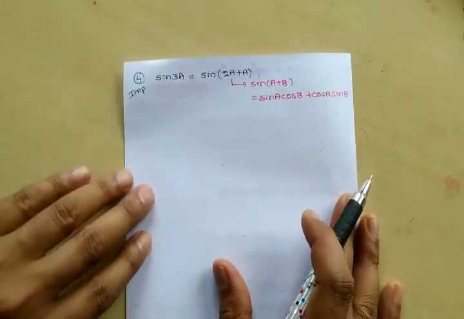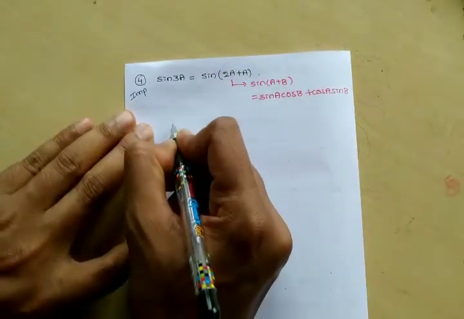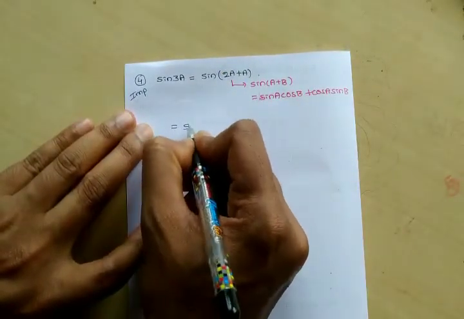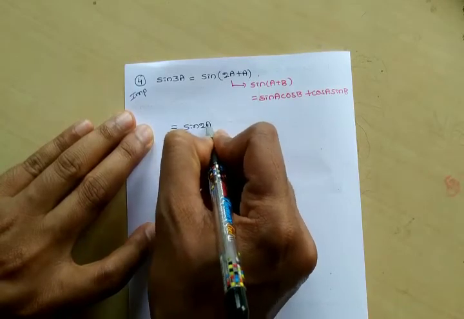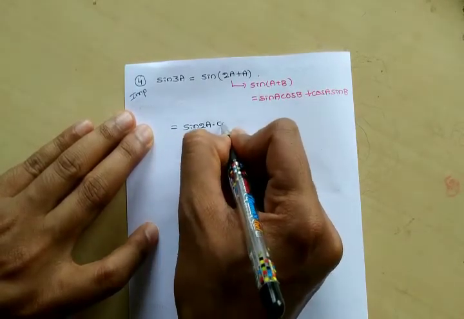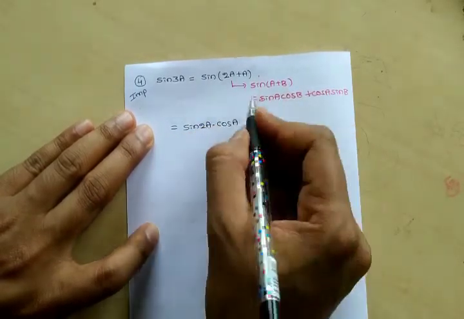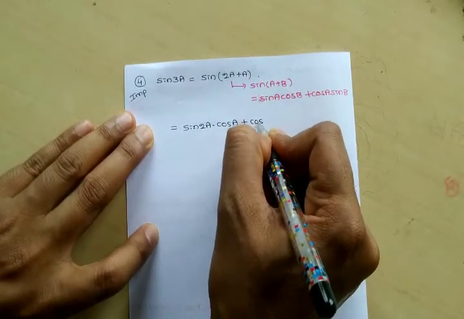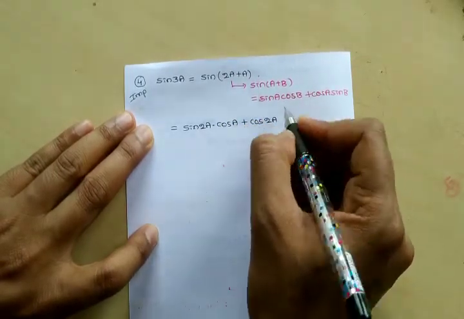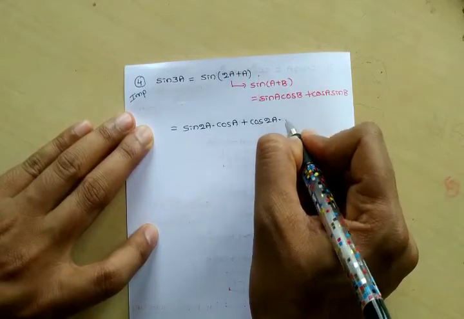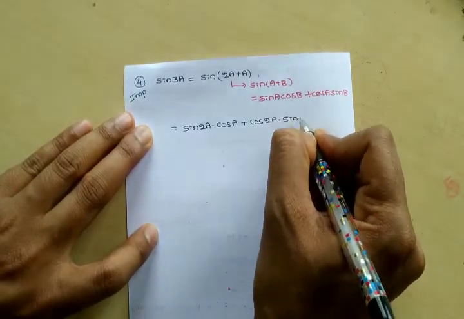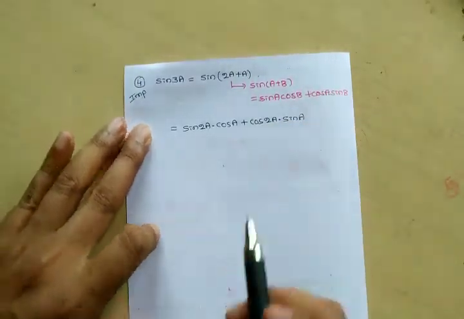Therefore, it equals sin 2A into cos A plus cos 2A into sin A. So this is the first step.